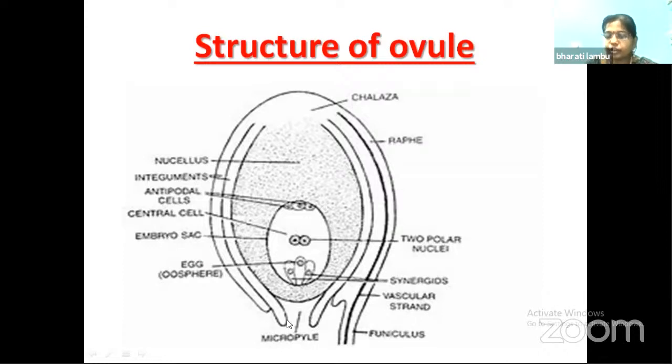The micropyle's opposite end is called the chalaza. Chalaza is nothing but the basal part of the ovule. Micropyle and chalaza are always opposite to each other. This side is called the chalazal end and this side is called the micropylar end. In the micropylar region, you will find the embryo sac. We'll learn about the embryo sac later on.